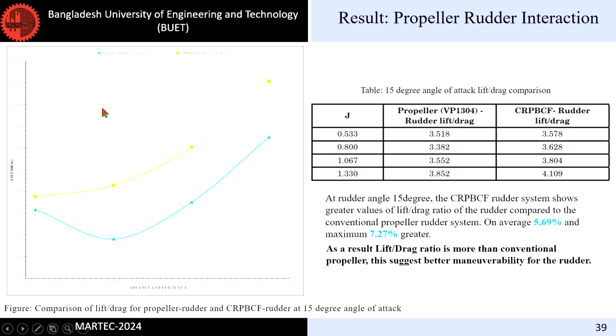Later on, we analyzed the lift by drag ratio. As we can see, the contrarotating propeller boss cap fin rudder is significantly higher in terms of lift by drag ratio throughout the range of advance coefficients, on average 5.69% and a maximum of 7.27%. This increase in lift by drag ratio may result in greater maneuverability for a ship.